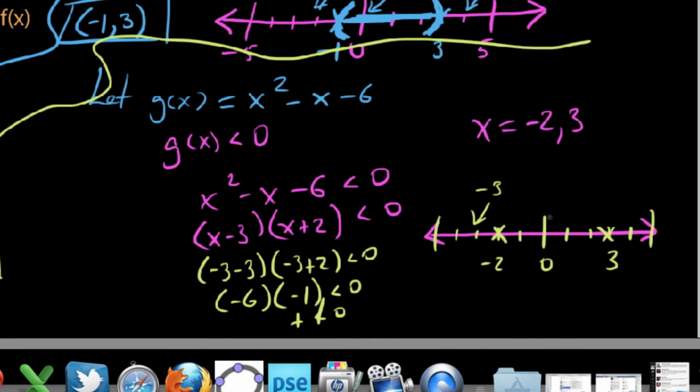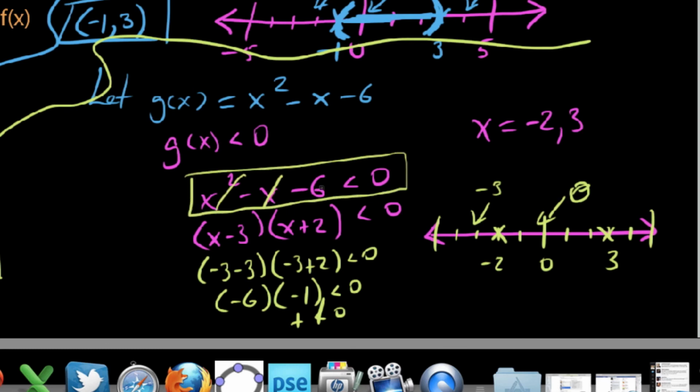Okay, so what if we tried, say, 0 next? If I plugged in 0, it's actually easier to go up to the original expression and say, if I plugged in 0 for all my x values, those would go away, and I'd have -6 less than 0, which is totally true. So if that's true, then everything between these two critical values must be true. And as far as this last interval goes, we could plug in 4, but I think it'd be nice to look at this graph, honestly.